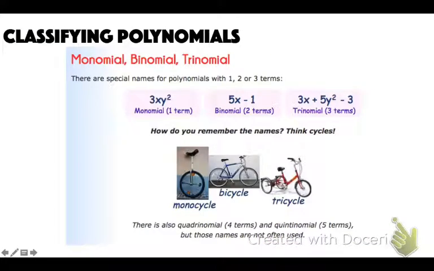So classifying these, we have monomials, binomials, and trinomials. A monomial, that's just one term. Think about a monocycle, or people call them unicycles also, you're just riding around on one wheel. Bicycle or a binomial, that's 2 terms. Trinomial, tricycle, tri means 3. We also have quadrinomial and quintinomial, but we don't have to use those names. If it's over 3, just call it a polynomial.